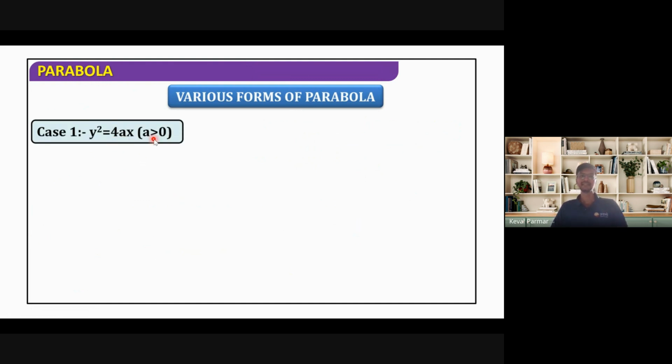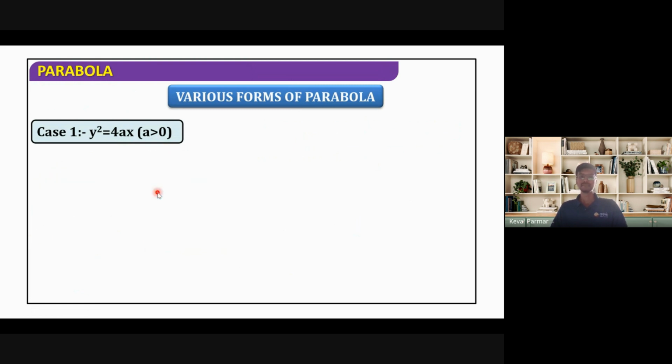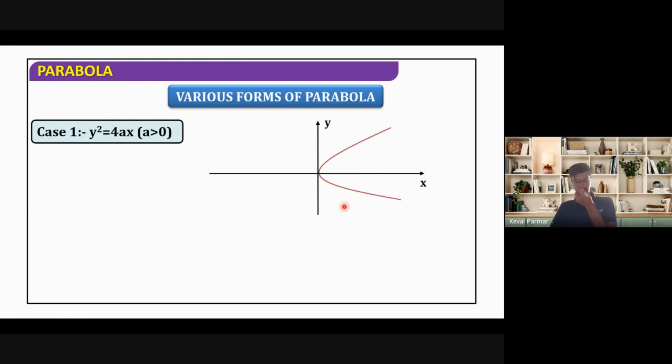First is a greater than 0. In this case, the parabola shape is like this. I hope you got it. It is exactly symmetrical about the x-axis. Sorry, I was not able to get the shape exactly as I wanted, but I hope you can understand. It is exactly symmetric about the x-axis. If I draw it with a pen, it will not come, but this is the only shape I could find.